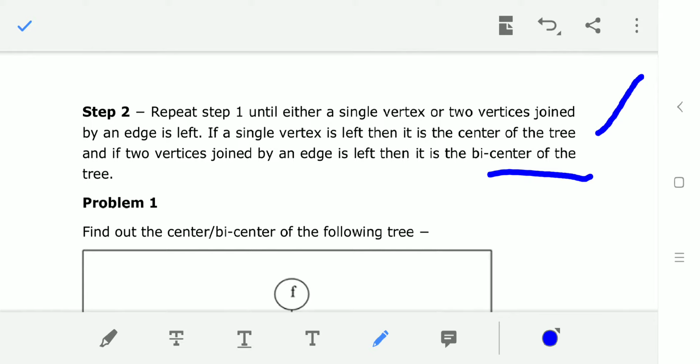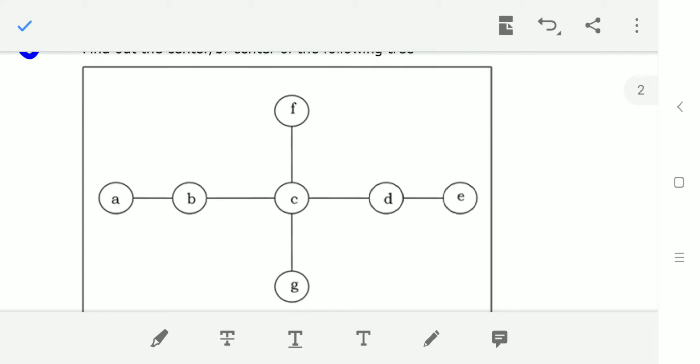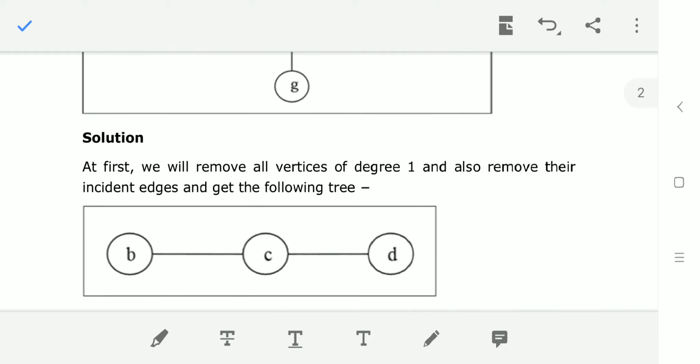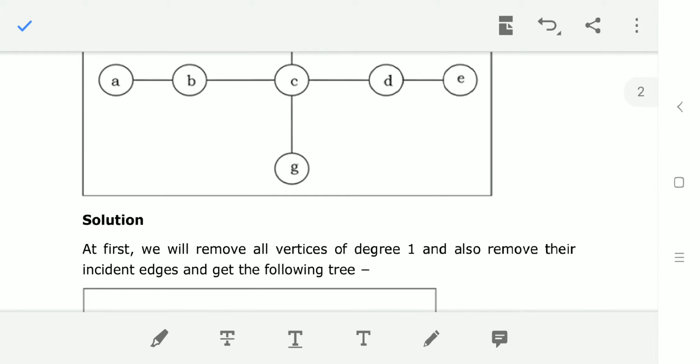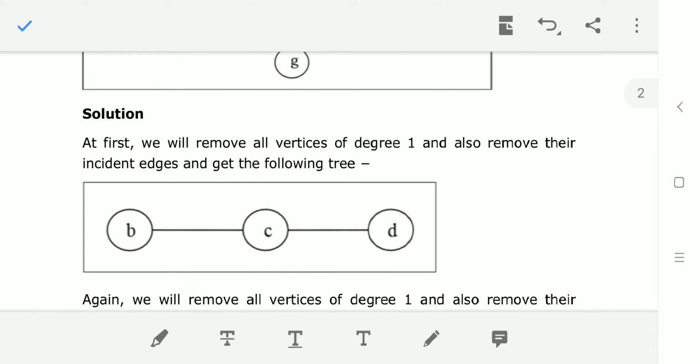Now this will be easily understood by this problem. The problem number first, find out the center or bicenter of the following tree. अब आप इस ट्री को ध्यान से देखिए. Okay, now solution. At first we will remove all vertices of degree 1 and also remove their incident edges and get the following tree. Here, if you will remove all the edges, then you will find this.